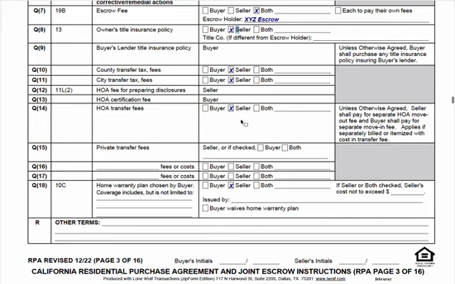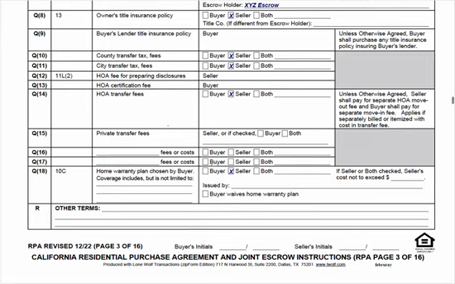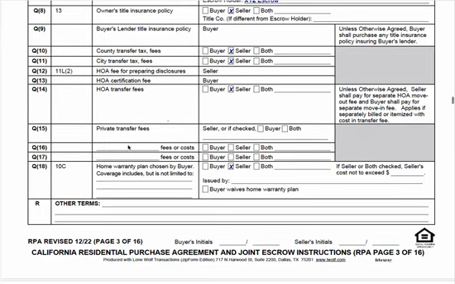HOA transfer, seller. Private transfer, those are rare, but actually, this is nice because they have seller by default. So now if there's another fee, or sometimes I see clever agents write in something like buyer's agent TC fee, and then they write buyer, and then the buyer has to pay for the transaction coordinator.